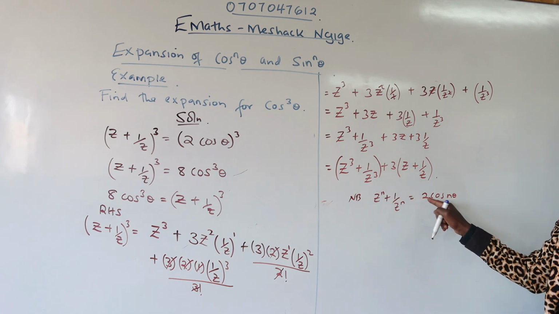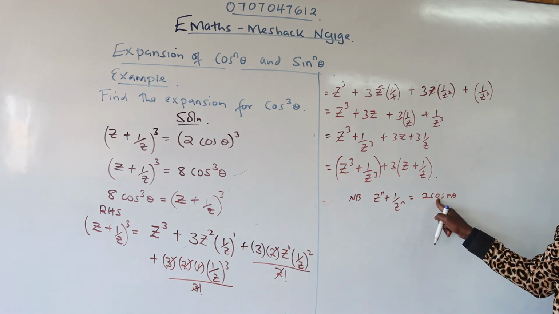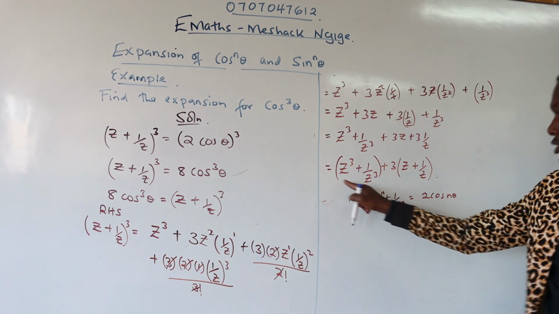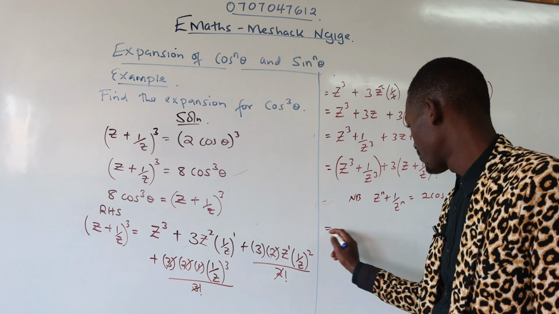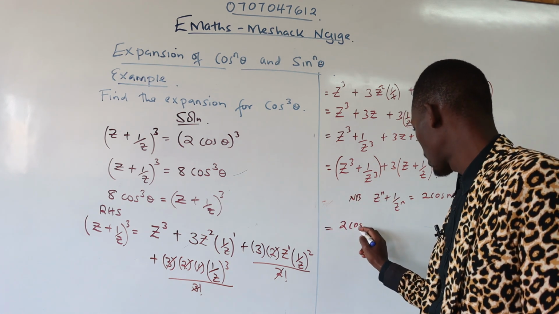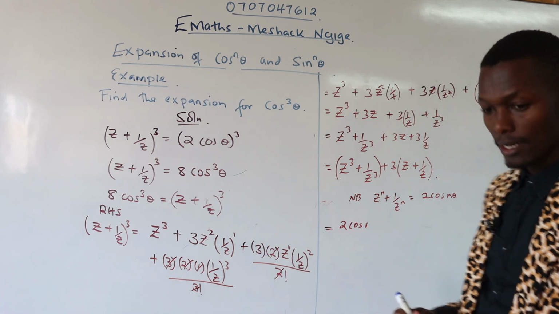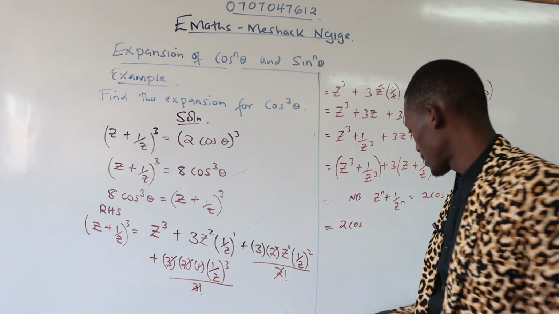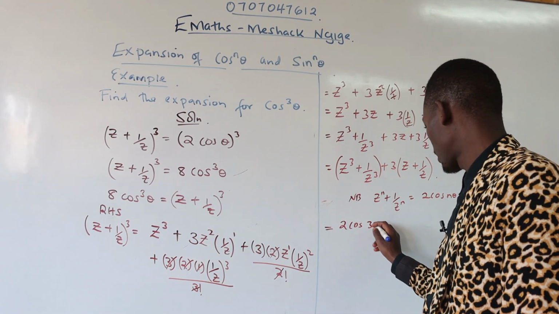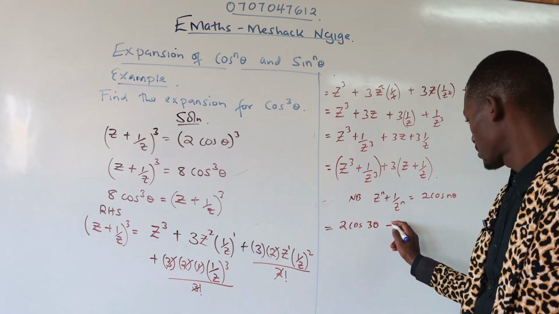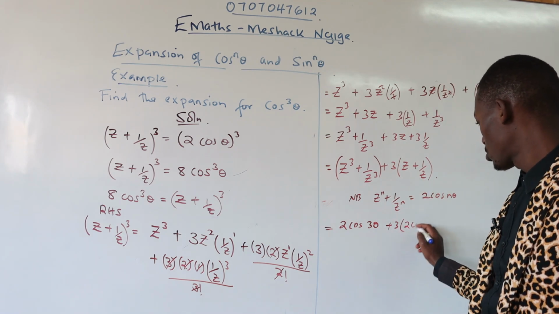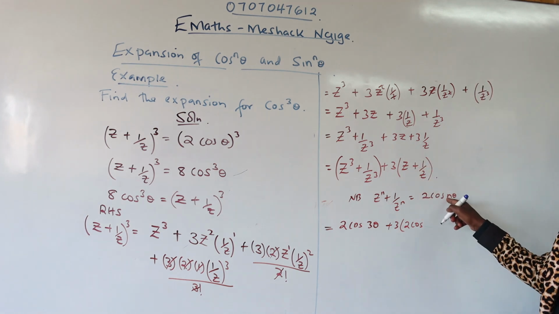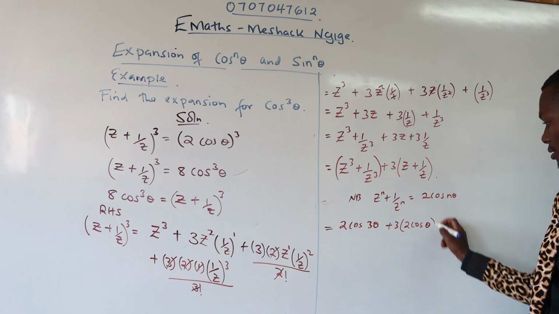If I write this side, it will be 2 cos. What is my n? My n is 3, so I'll have 3 theta. So this part here will be 2 cosine of 3 theta. Then plus, I have 3, then 2 cosine. What is my n in this case? My power is 1. So 1 times theta just gives me theta.